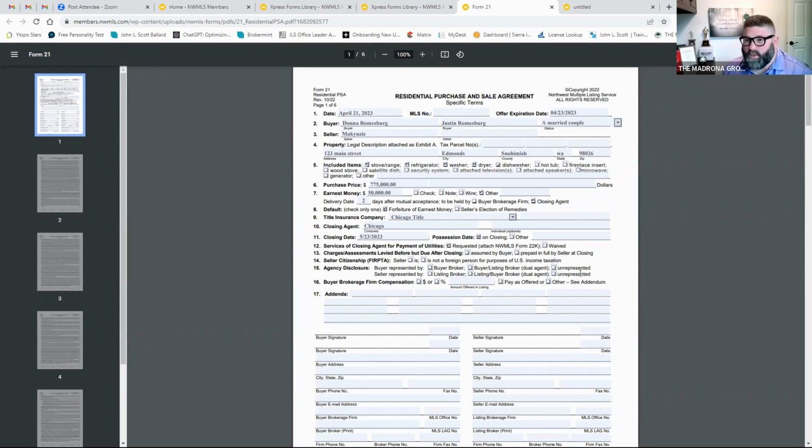So by default, what I always check is prepaid in full by seller at closing, because 90% of the time that's going to come up. And I check it because I want you to tell me if there's a charge. And what you're going to get sometimes is called the King County Sewer Capacity Charge. That's the name. It will come up also in Snohomish under the name King County Sewer Capacity Charge.